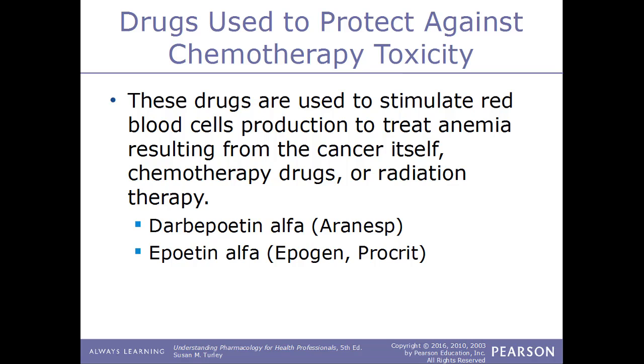Now, some drugs are used to stimulate red blood cell production to treat anemia that is the result of the cancer itself, or due to radiation therapy, or because of chemotherapy drugs. Some drugs that fall in this category include darbepoetin alpha, also known by the trade name Aranesp, and epoetin alpha, also known by the name Procrit or Epogen.